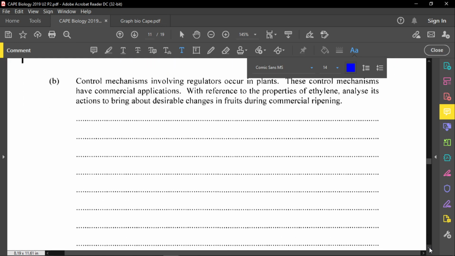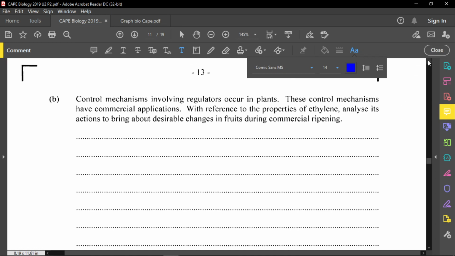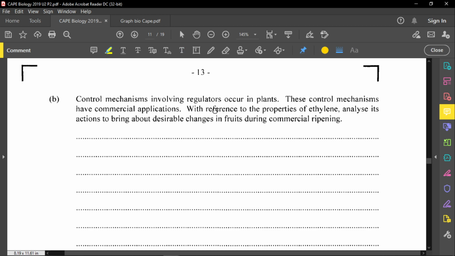And this is for part B. It said control mechanism involving regulation in plants. It said these control mechanisms have commercial applications with reference to the properties of ethylene. Analyze its action to bring about desirable changes in fruits during commercial ripening. So what I want to point out here, because this is key, we're looking with reference to the properties of ethylene, and based upon the properties of ethylene, how can it bring about desirable changes in fruits during the commercial ripening process?